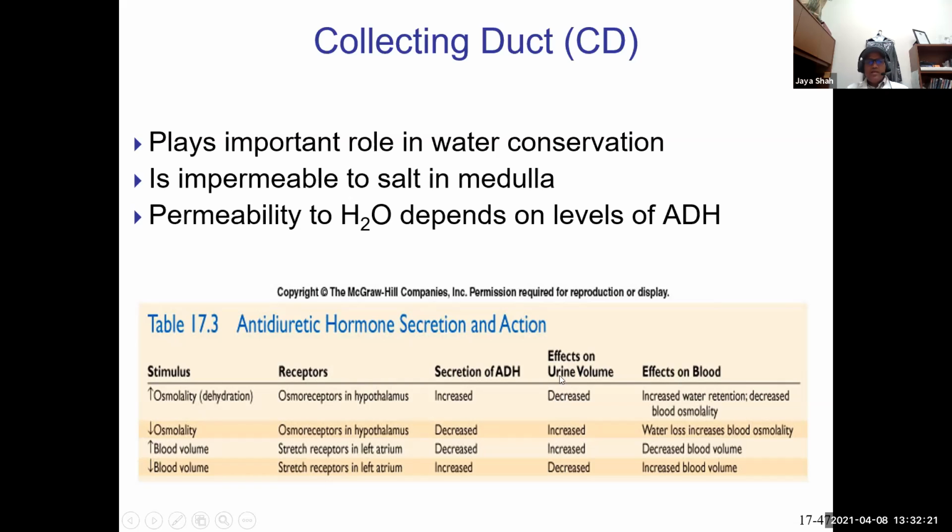And once it is released, what effect does it have on urine volume? It decreases the urine volume because it puts the aquaporin channels in the wall and takes out water from the collecting duct. If that happens, then what happens? You have increased water retention, decreased blood osmolality, and decreased amount of urine passing. Good. Same thing, if you have reduced osmolality, just the opposite happens, and you can see how they decrease this antidiuretic hormone or increase antidiuretic hormone.